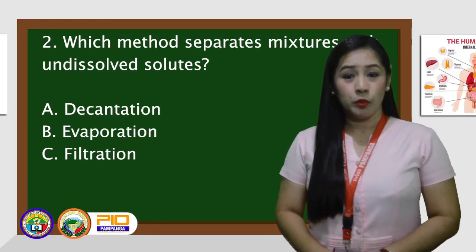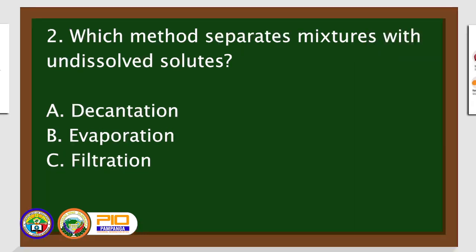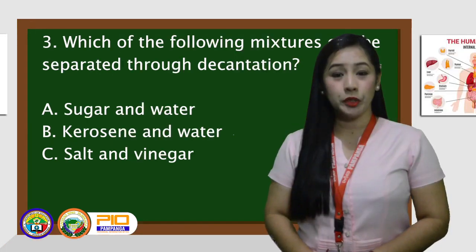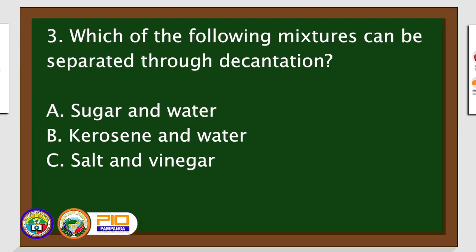Number 2, which method separates mixture with undissolved solutes? A. Decantation, B. Evaporation, C. Filtration. Number 3, which of the following mixtures can be separated through decantation? A. Sugar and water, B. Kerosene and water, C. Salt and vinegar.